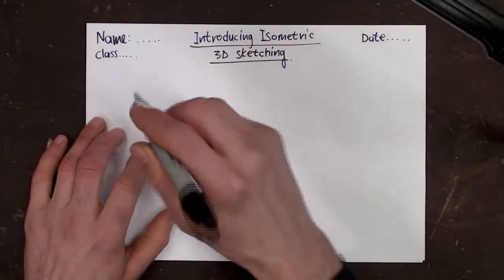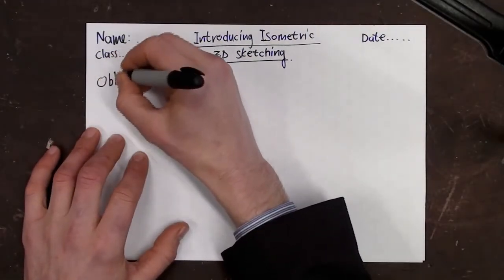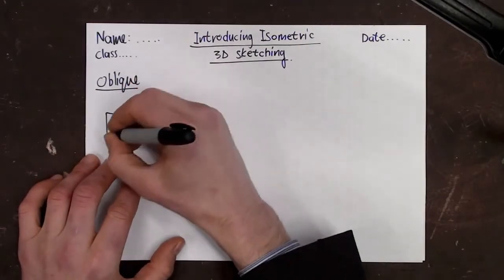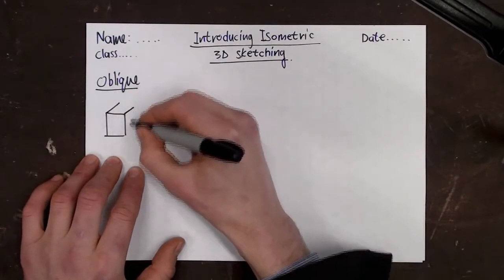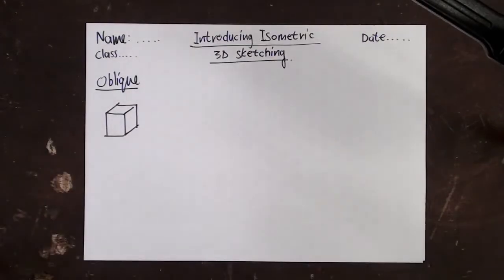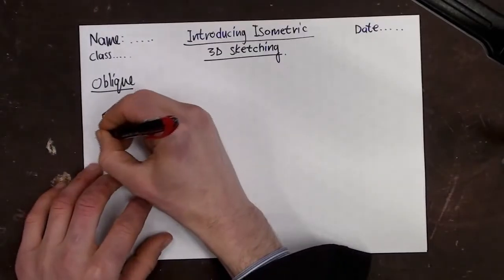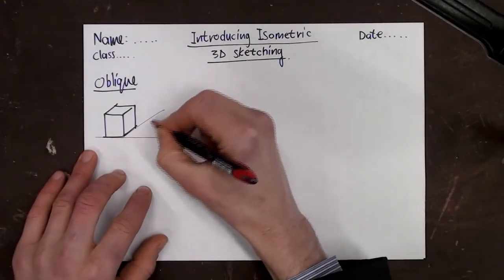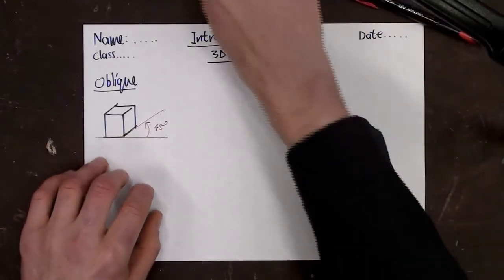Now, if I show you the difference between isometric and oblique. What you've already done is oblique, where you draw the front. I'm not using the grid right now, I'm just drawing freehand. And then you've got your 45 degree lines, which go up like so. And if I just use my red pen here to help explain that, there is a 45 degree line.